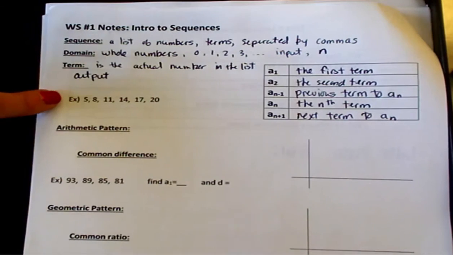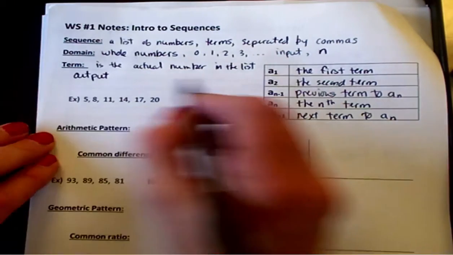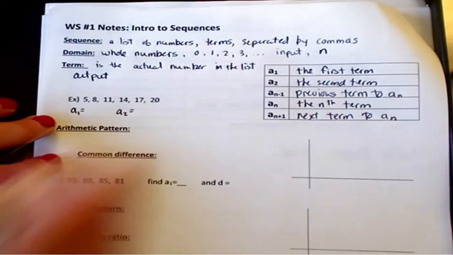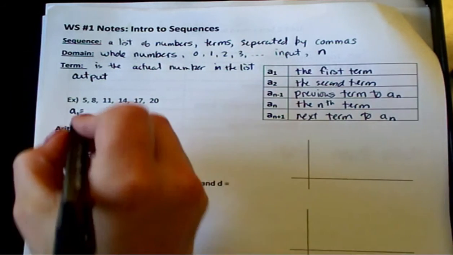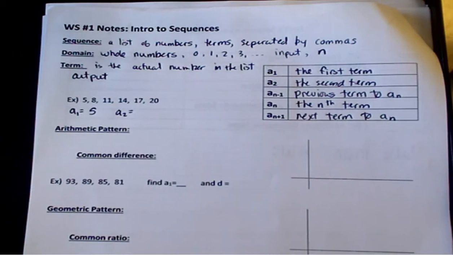So here is an example of a sequence, which is a list of numbers separated by commas. And we're going to write down a sub 1, a sub 2. A sub 1 means 5, the first term. Notice that you're not going to see the input number. You just have to count how many terms in the list. So a sub 1 refers to the first term in the list. You're not going to see the 1. You have to count to figure out which placement it is.